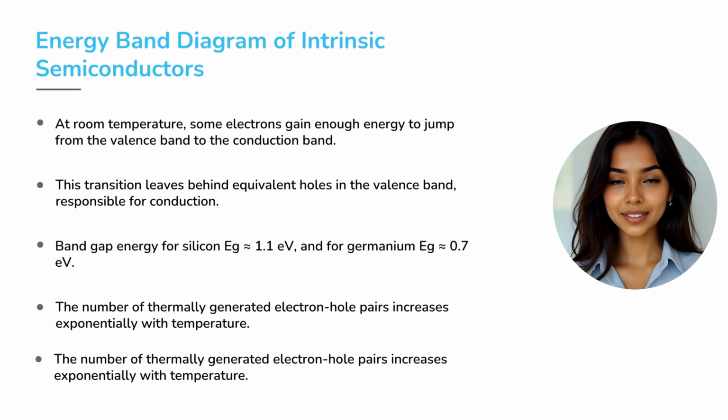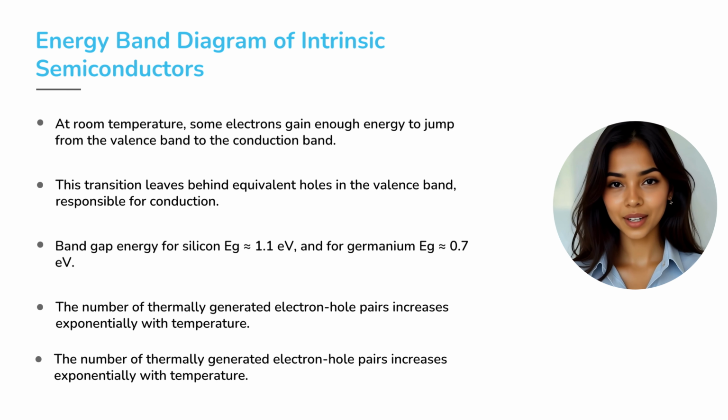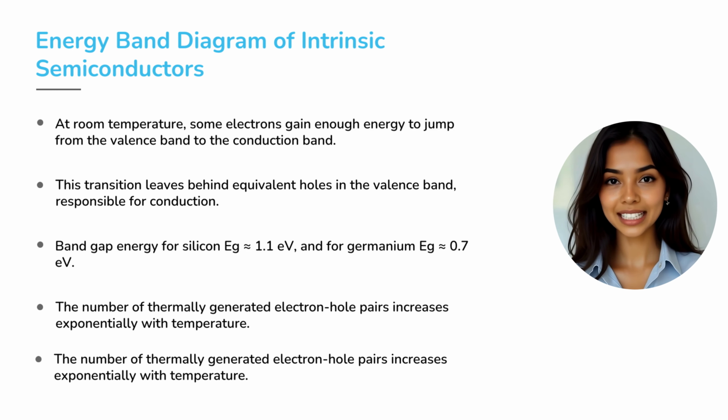For silicon, this required energy, the band gap, is about 1.1 electron volts. For germanium, it's a bit lower, around 0.7 electron volts. A smaller band gap means more electrons can jump at the same temperature. And watch this carefully, as temperature goes up, the number of electron-hole pairs increases exponentially. That's right, the hotter it gets, the more carriers are generated.